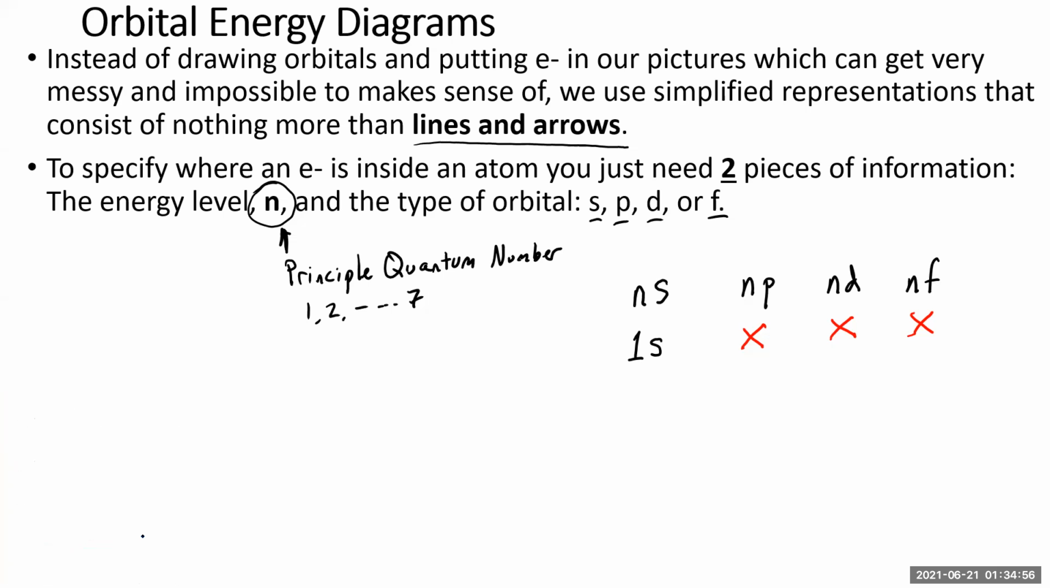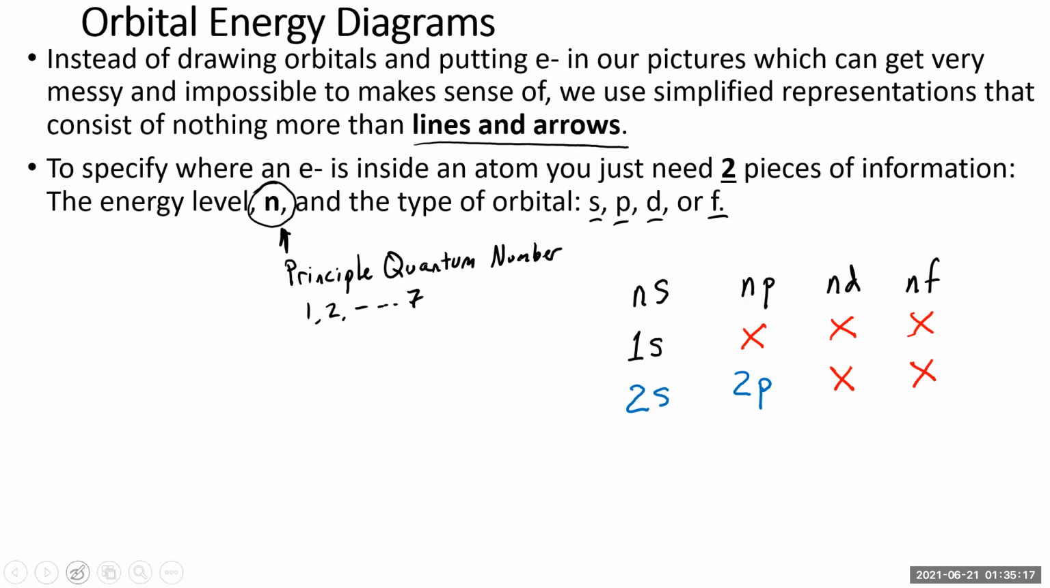Then we have energy level 2. At energy level 2, we have a 2s orbital. We also have a 2p orbital. At energy level 2, we have two kinds of orbitals available, s-type and p-type. However, we still do not have any kind of d orbitals or f orbitals. So these are still out.